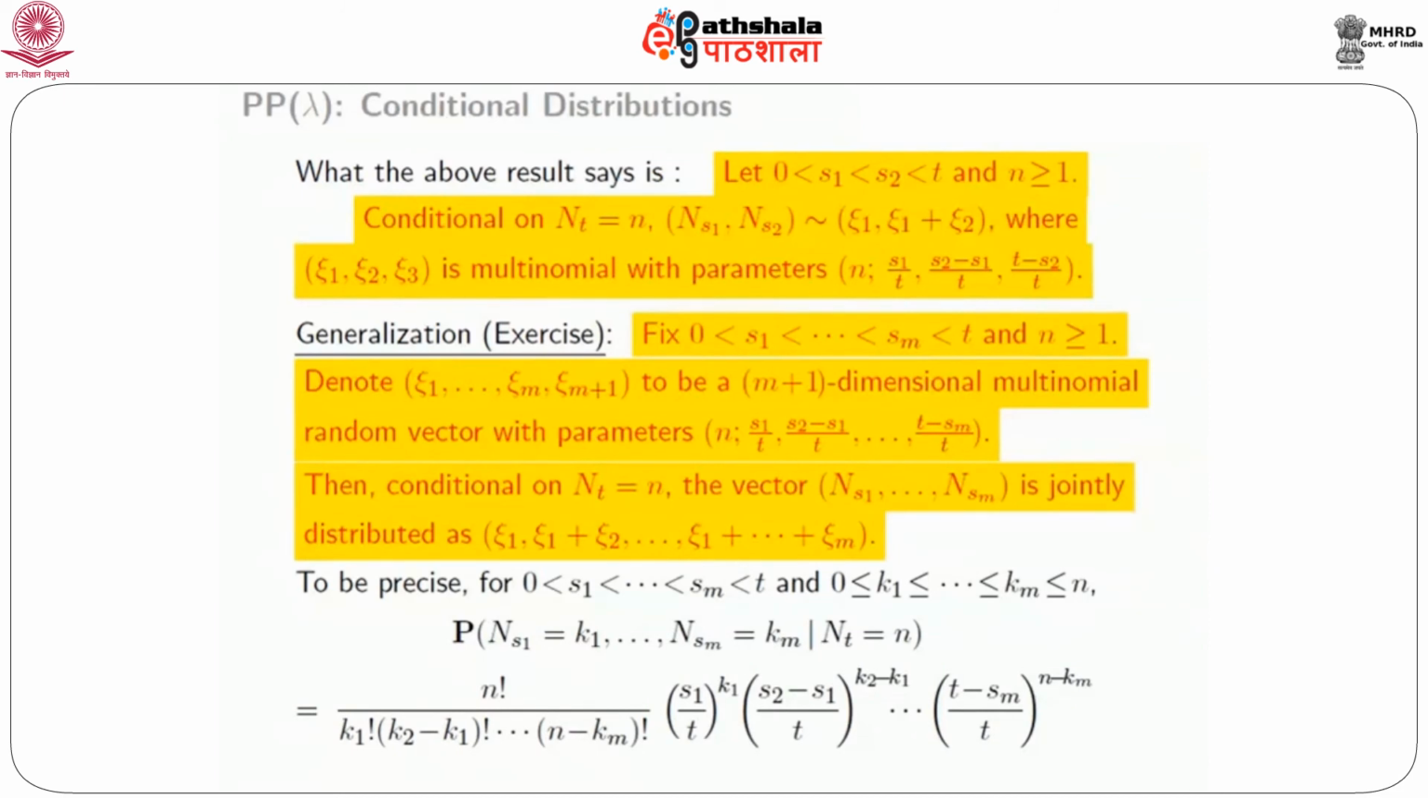Denote ξ1, ξ2, ..., ξ_{m+1} to be an (m+1)-dimensional multinomial random vector with these parameters. Then conditional on N_t equal to n, the vector (N_{s1}, ..., N_{sm}) is conditionally jointly distributed as (ξ1, ξ1+ξ2, ..., ξ1+ξ2+...+ξm), where (ξ1, ξ2, ..., ξ_{m+1}) are (m+1)-dimensional multinomial with those parameters. To be more precise, this is something you can actually deduce.